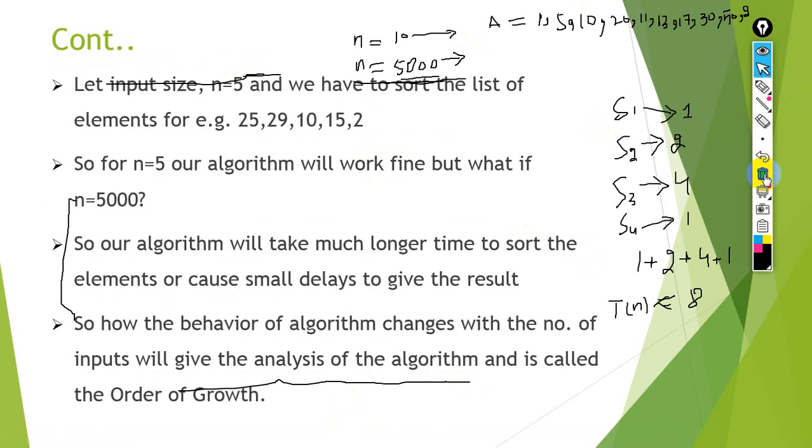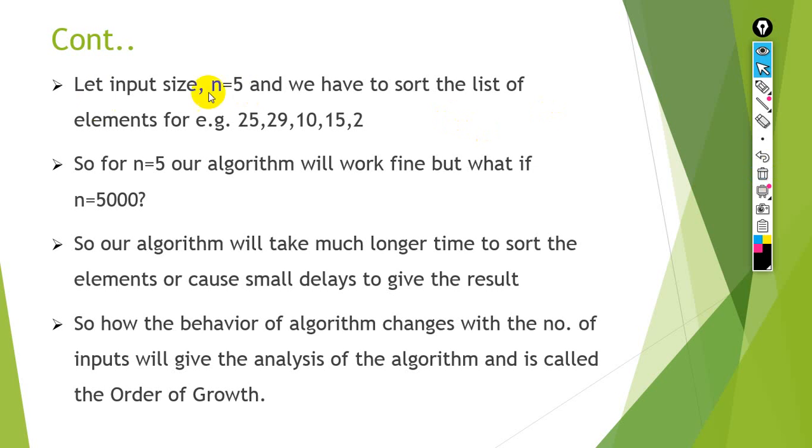Okay, so next what we have: let input size n equal 5 and we have to sort the list of elements. For n equal to 5, our algorithm will work fine, but what if n is equal to 5000? Our algorithm will take much longer time to sort the elements or cause a small delay to give the result. So how the behavior of the algorithm changes with the number of inputs is given by the analysis of the algorithm, and this is called the order of growth.